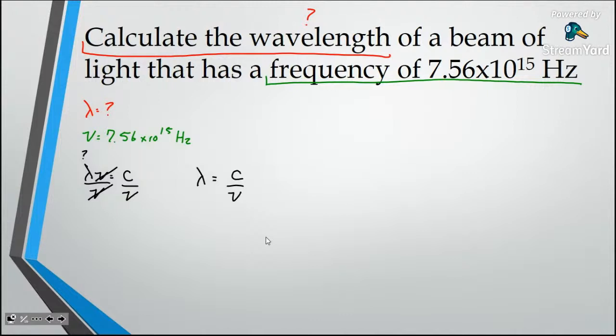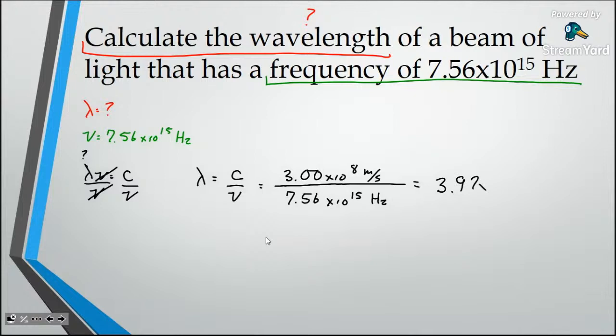And what's nice about this is I don't have to do any converting to get correct units, okay? Because I'm already starting out in hertz, and it's going to allow me to cancel directly. So Celeritas, again, is that value of 3.00 times 10 to the 8th meters per second. My frequency is 7.56 times 10 to the 15th hertz. And when I do this math on my calculator, I get 3.97 times 10 to the negative 8th.